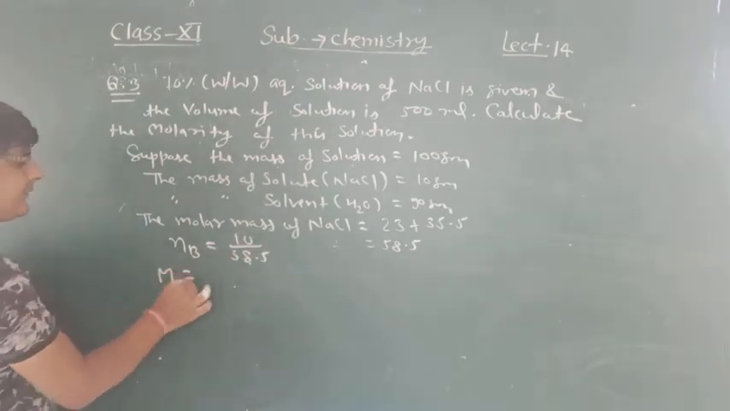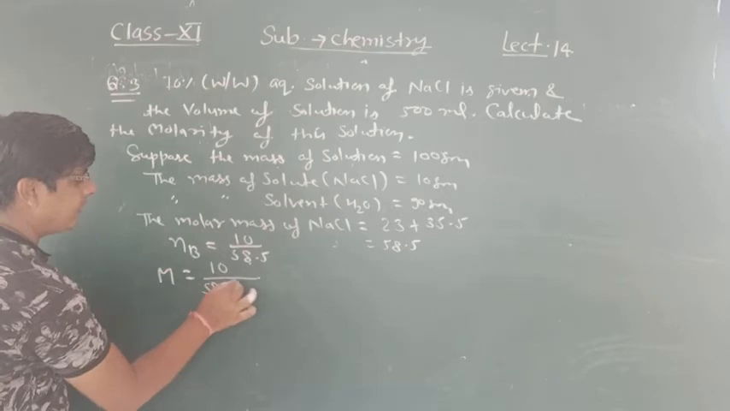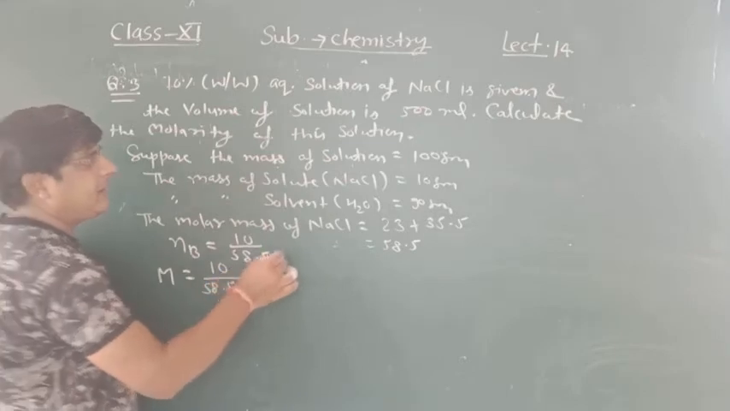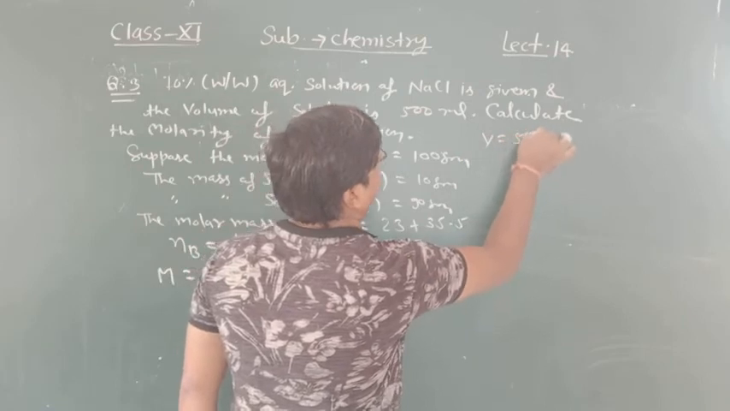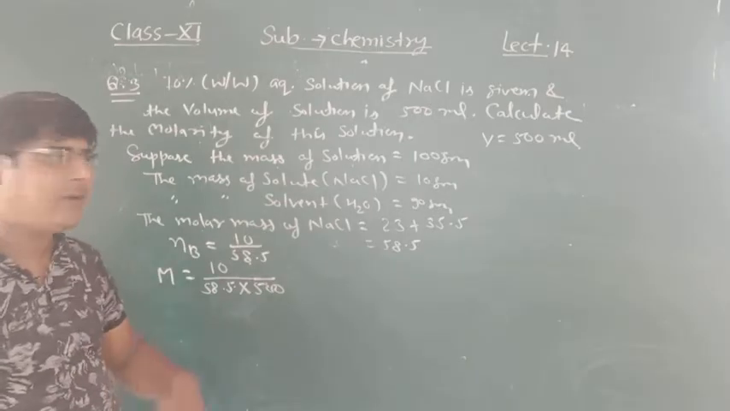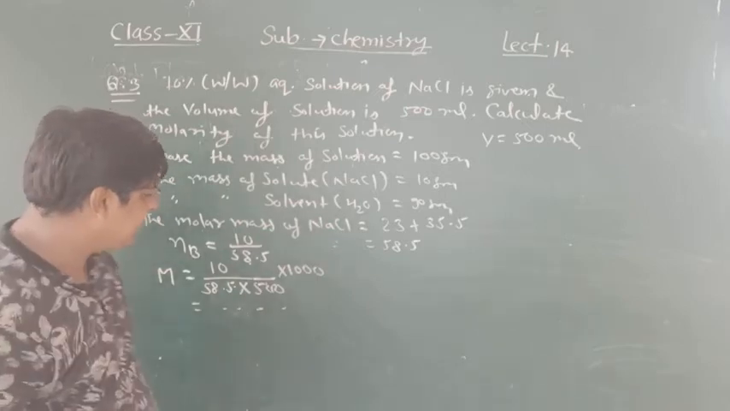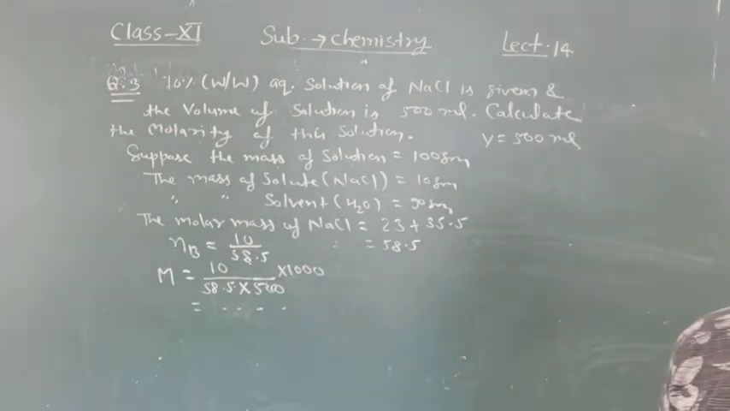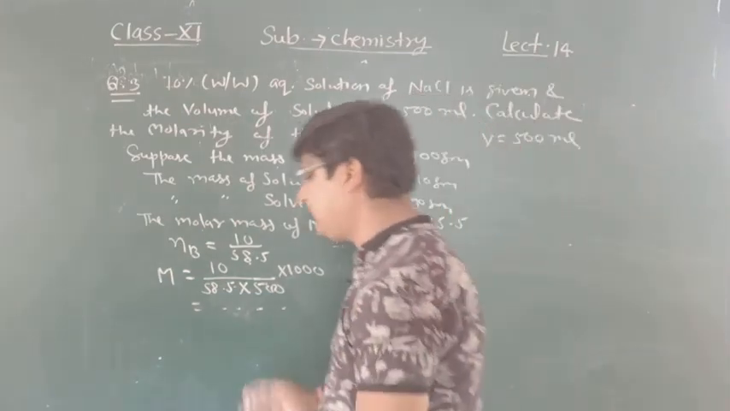So molarity will be mass of solute upon molar mass of solute into volume of solution, and volume is 500 ml. So volume is 500 and given in milliliters, so we will have to multiply by 1000, and the calculation should be done by yourself. Will you do this calculation? Okay, calculate it.